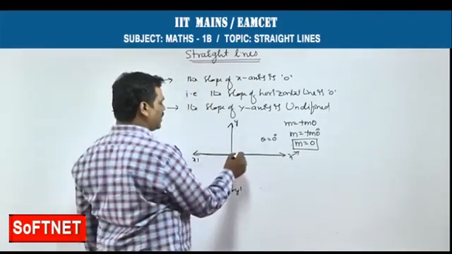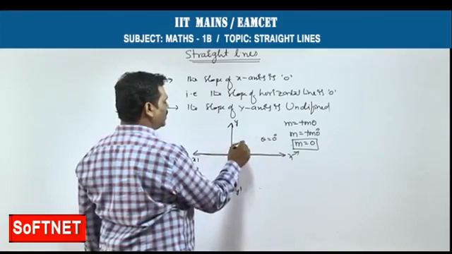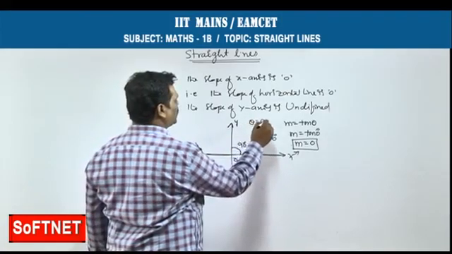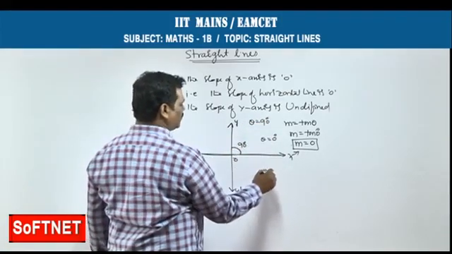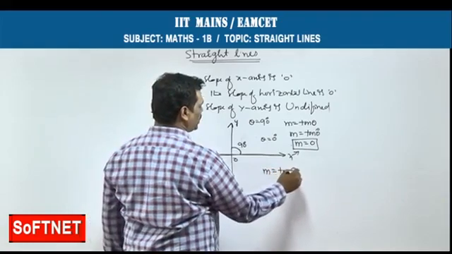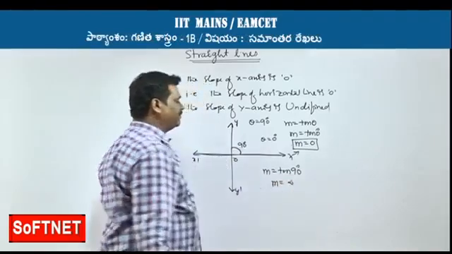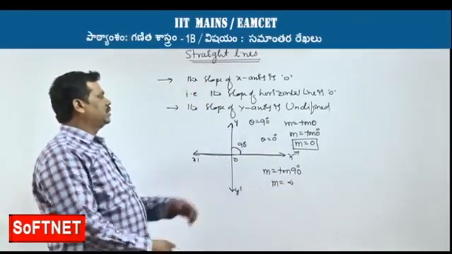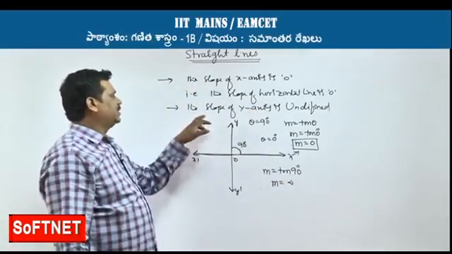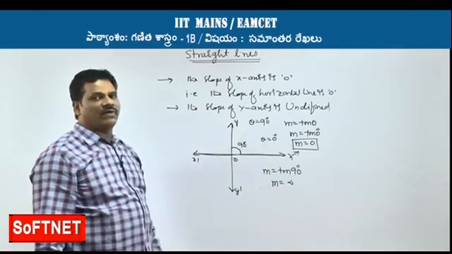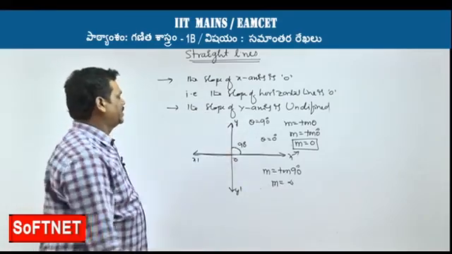What about the slope of the y-axis? This angle is what? 90 degrees. So here theta is equal to 90 degrees. The slope of the tangent m equals tan theta, which is tan 90. Tan 90 is what? Undefined. So the slope of the y-axis is undefined. It is nothing but the slope of a vertical line is undefined.